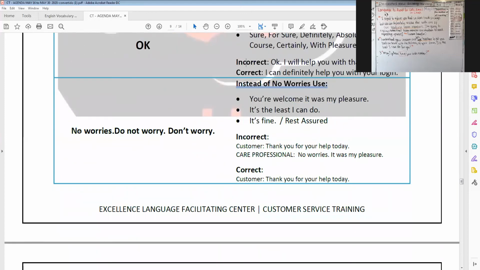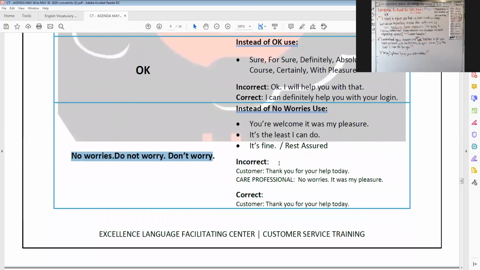Sometimes we're required to be a bit more formal on the calls depending on the account. And avoid slang, like phrases like no worries or don't worry or things of that sort. We can replace that with more formal statements like, it's our pleasure, it's the least I can do, it's fine, rest assured, right?